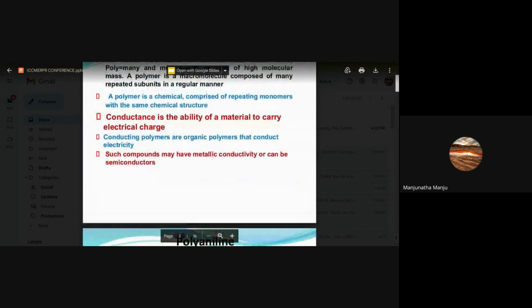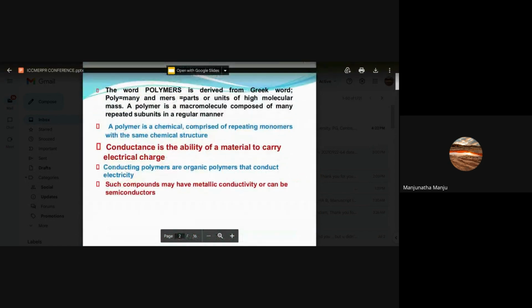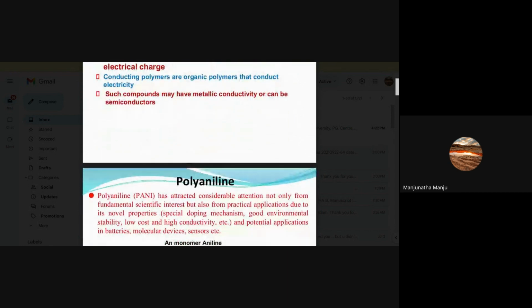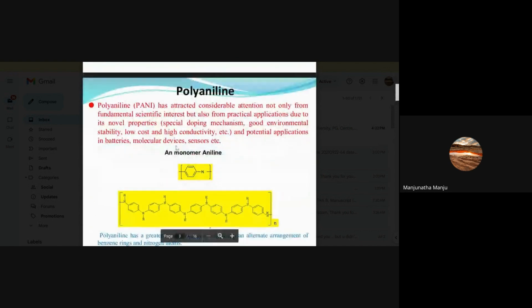This slide includes many topics: first of all, polymer and conducting polymer, polymer structures, and how charge is carried in these materials. So these are the main points of the agenda. Next, we go to polyaniline.